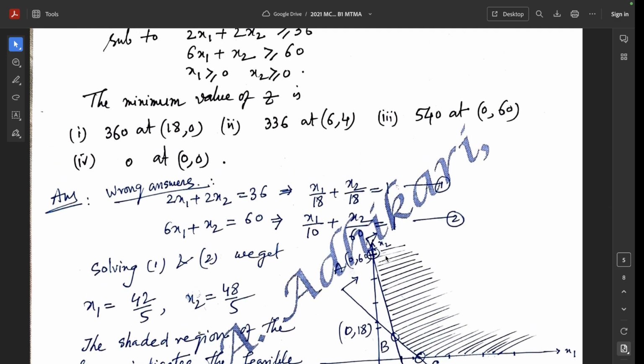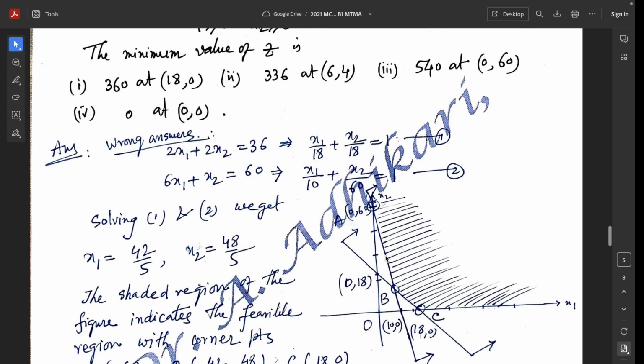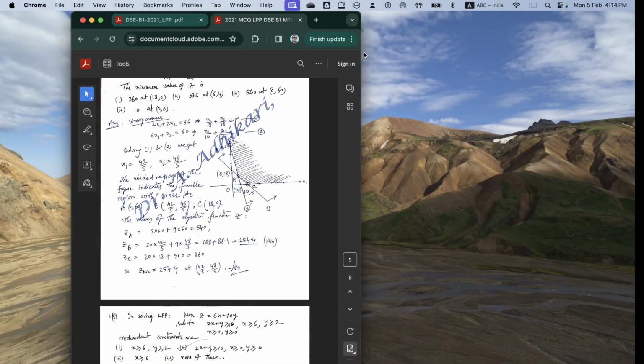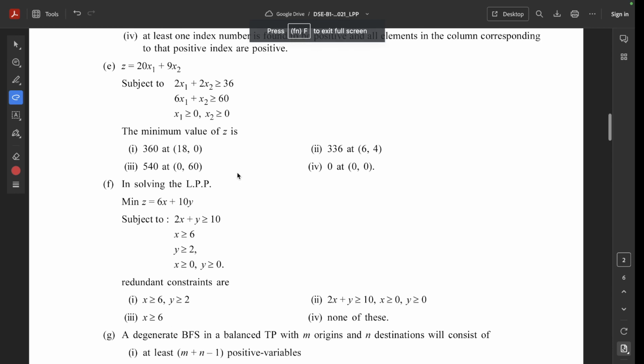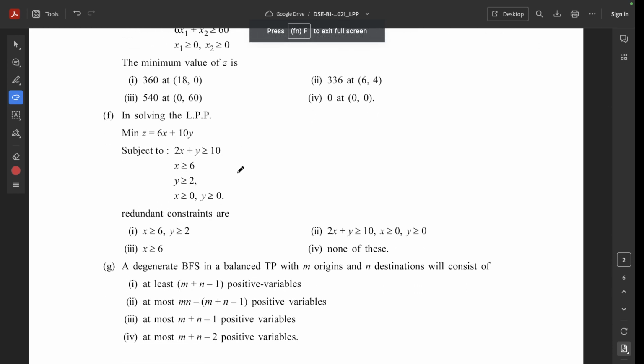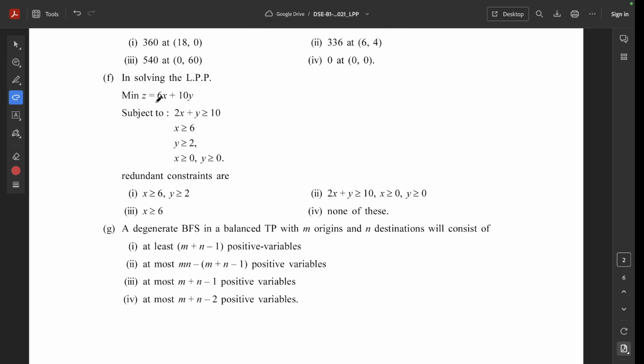So actually the wrong answers are all of these. Question A. In solving the LPP, minimize Z equal to this, subject to this, the redundant constraints are what? The correct answer is 2.